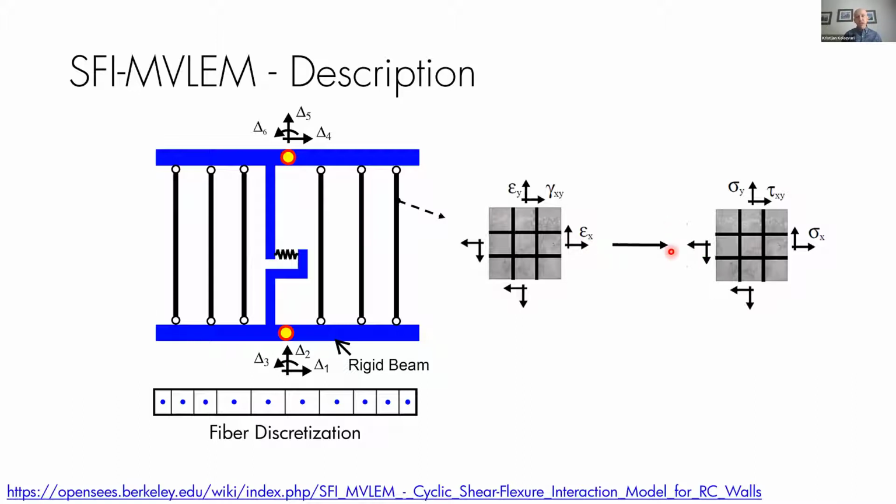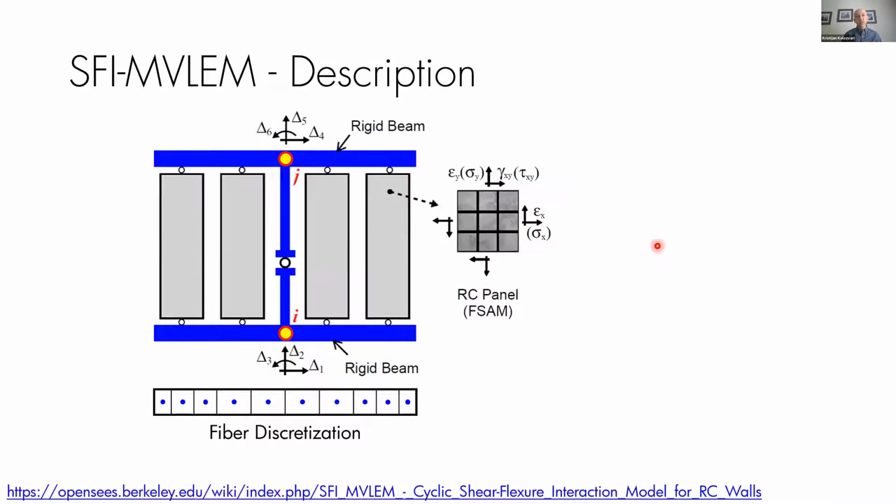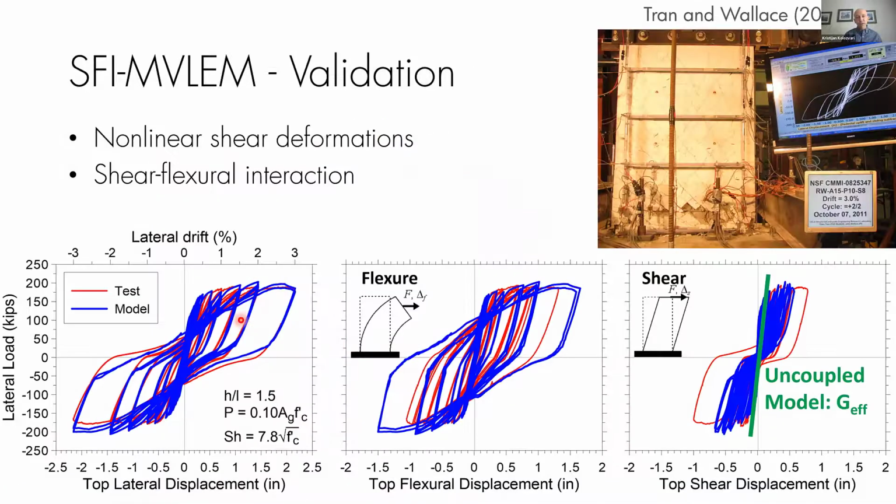After we had that, we obtained what we call the shear flexure interaction MVLEM. That one is also published. There's a wiki page link down here, and it's been used in the past few years by several people. I've been contacted many times, so it's been popular. And really, here's the benefit of this model.